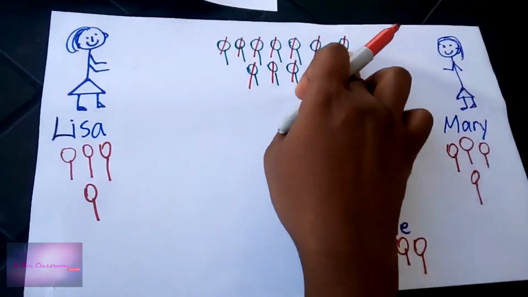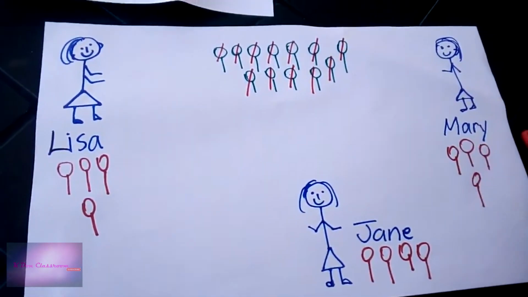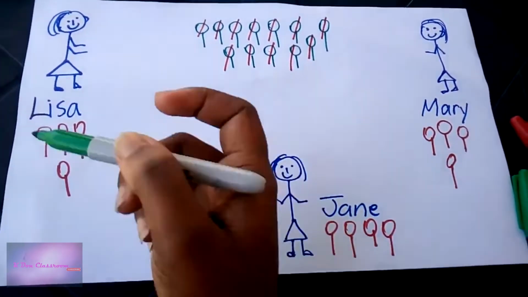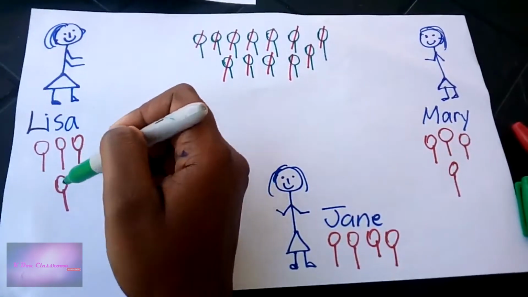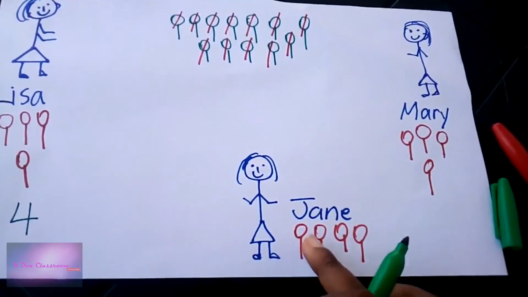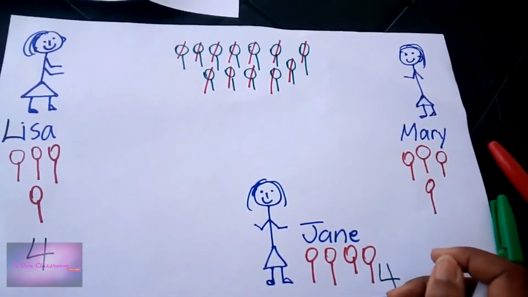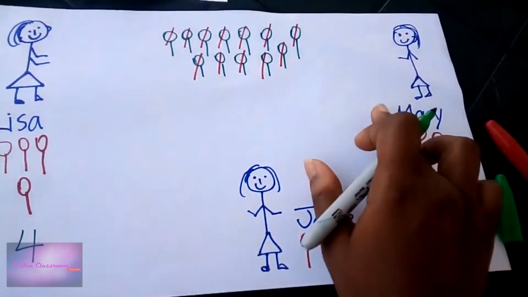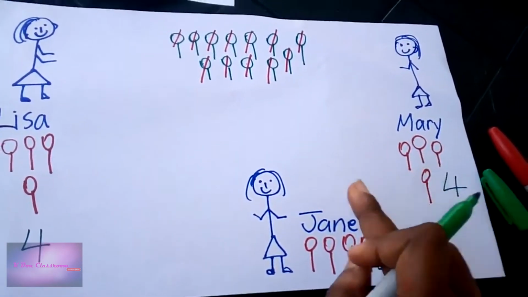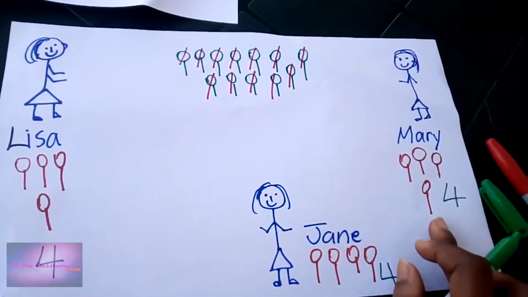Now I am looking and I can see that I have given out all of my sweets. So let's count to see how many sweets each girl received. Lisa got 1, 2, 3, 4. Lisa got 4 sweets. Jane got 4 sweets. Mary also got 4 sweets. So each girl was able to get 4 sweets.